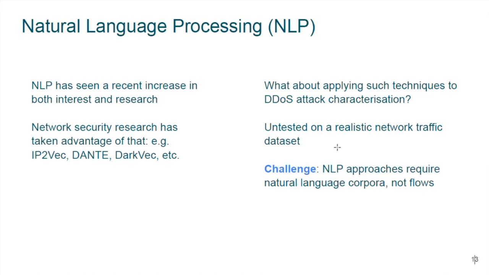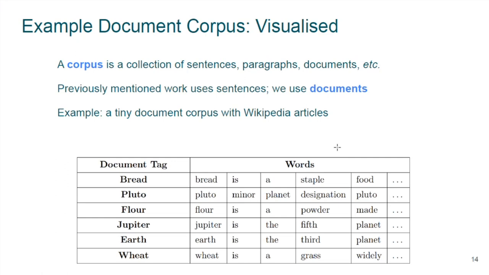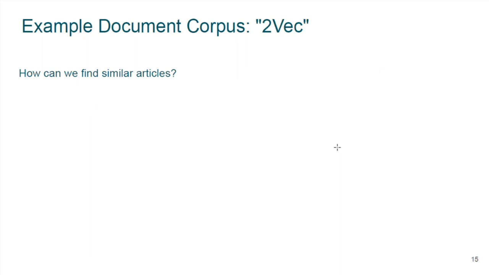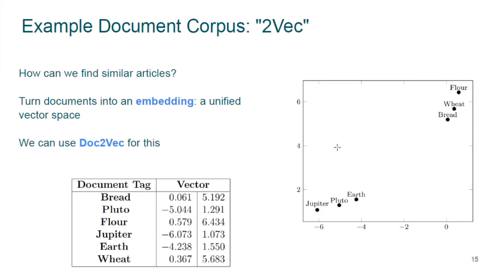So we had to convert flow records from network traffic into text. A corpus is a collection of sentences, paragraphs, and documents. Previous work used sentences like we use documents. To illustrate, consider a set of documents from Wikipedia: bread, Pluto, flower, Jupiter, Earth, and wheat, and the words in each document. How can we find similar articles? We turn documents into an embedding, which is a unified vector space. Then you can use a technique like doc2vec to analyze these documents, and we see that through the vectors, they are clearly separated.